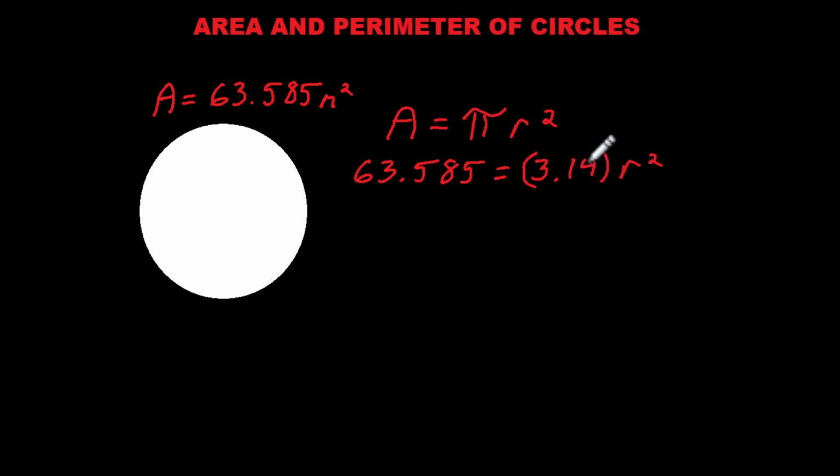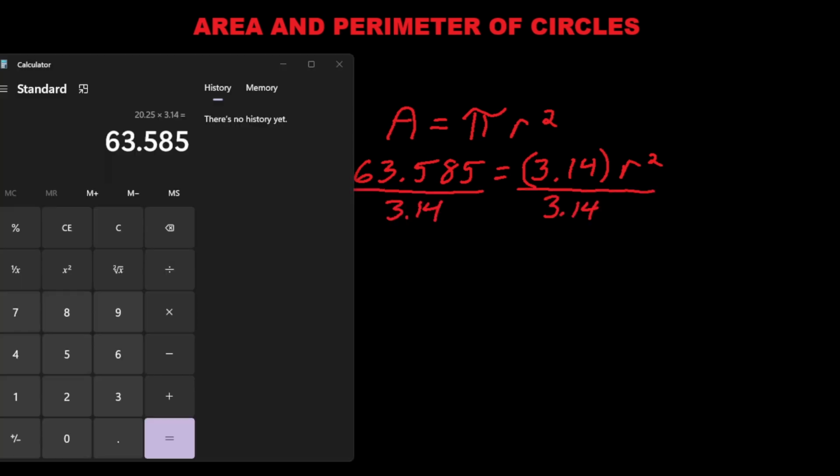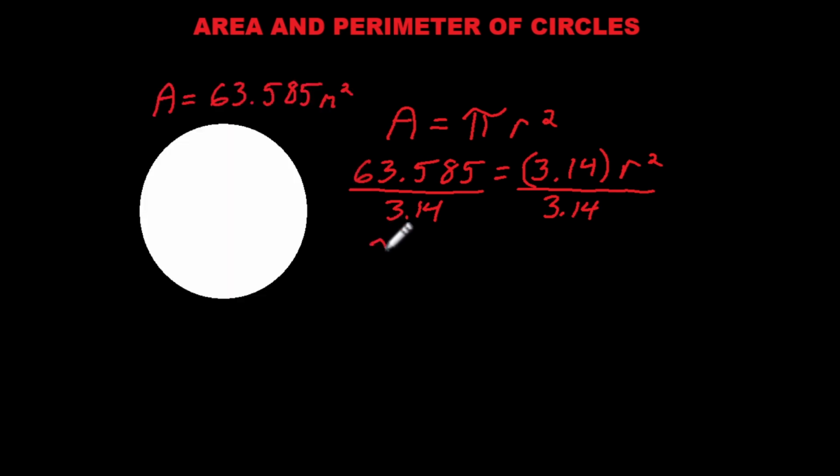The first thing I want to do is divide both sides by 3.14. So I have 63.585 divided by 3.14, which gives me 20.25 equals the radius squared. Now, in order to solve this, I'm going to take the square root of both sides.